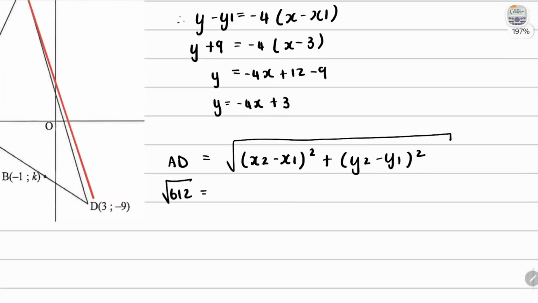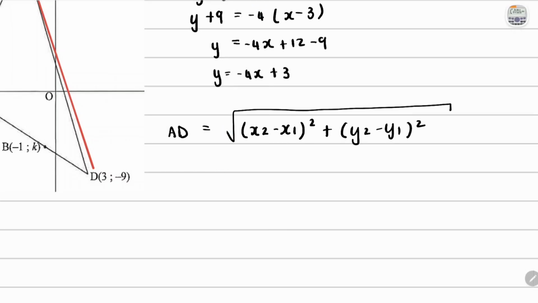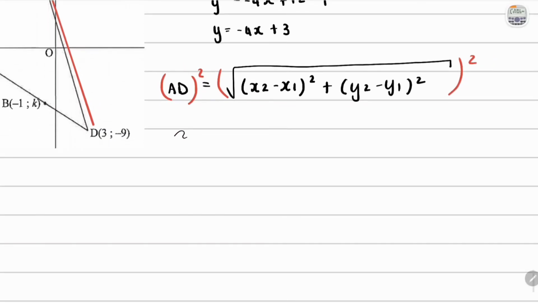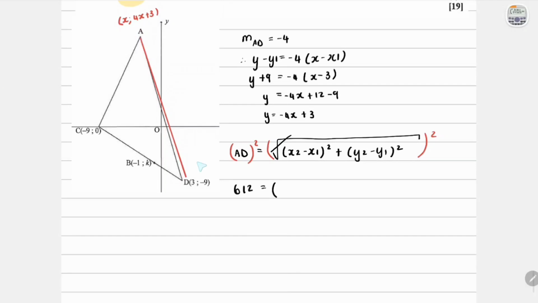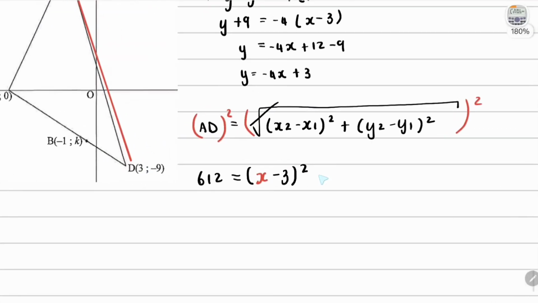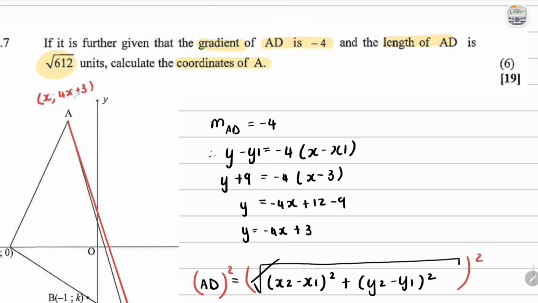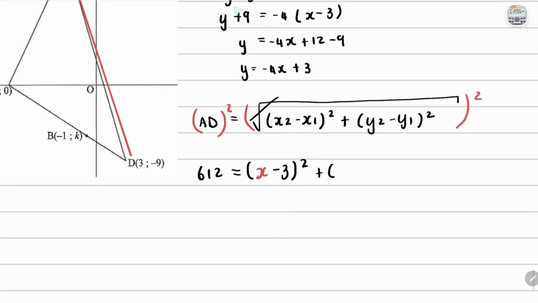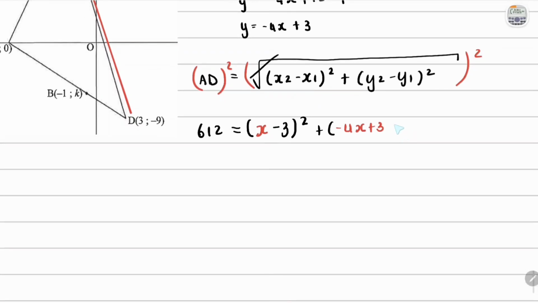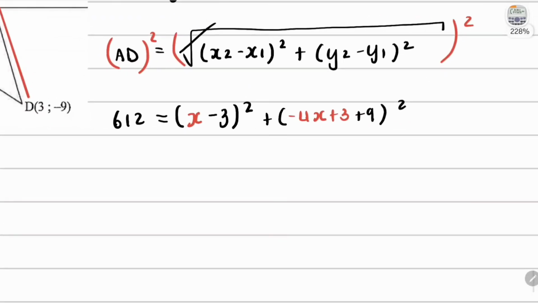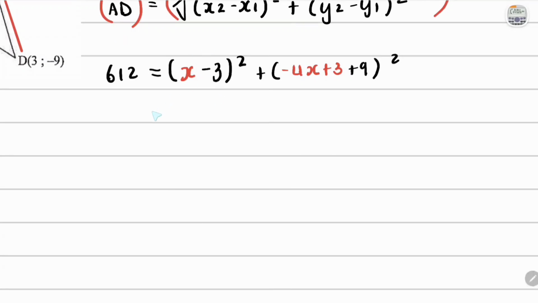So it's the square root of, and right away you can as well just get rid of this square root. So square both sides because it's going to be in the way when solving for x. So AD squared is, since this is 612 and it gets squared, it's just 612. So 612 is equal to, the root is broken open now, and now we'll say x2 minus x1. So that's going to be x minus 3 all squared, and then we're saying plus, and I said 4x here, it should be -4x because that's what we got. So it is -4x plus 3 minus -9. Okay, so that becomes a +9 all squared. And we just have to solve for x in this equation. We might as well just start by distributing.